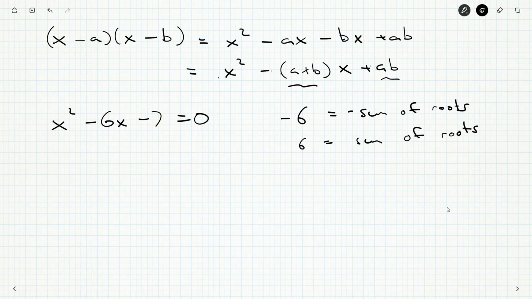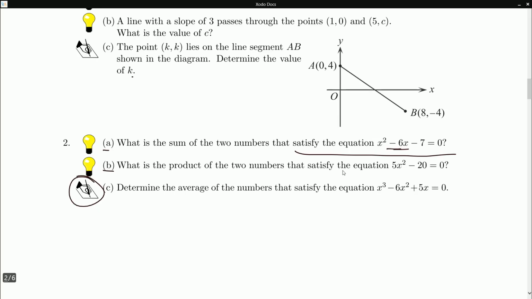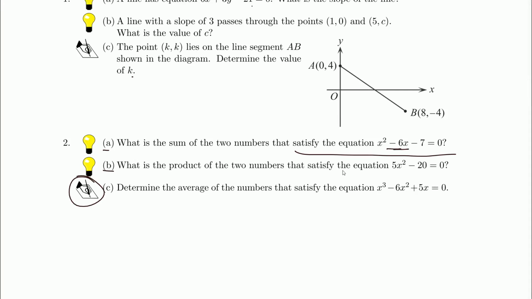So what's the sum of the roots? 6. And that's something I can visually inspect without having to find each individual root. No quadratic formula, no trying to factor things in my head. I'm done. Okay, 2b, what is the product of the 2 numbers?